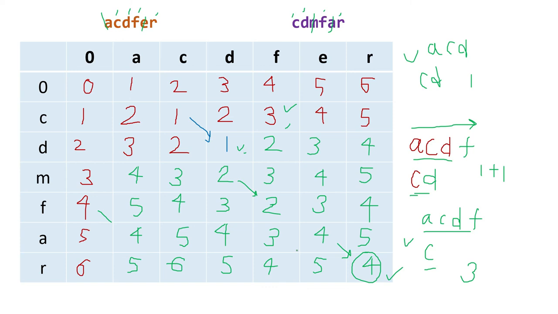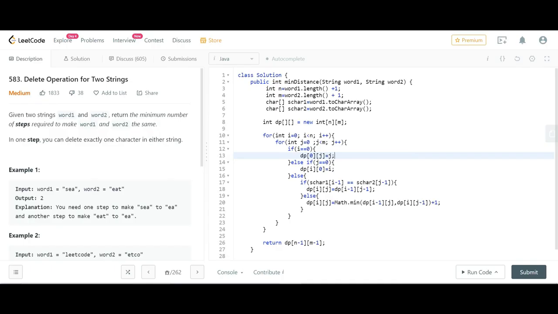Now, I think you understood this one. Now we will jump into the programming. Now coming to the programming, so I have taken both of their lengths and converted them into character arrays and taken one DP array of size n and m. So that is the total length plus 1 because of that 0.